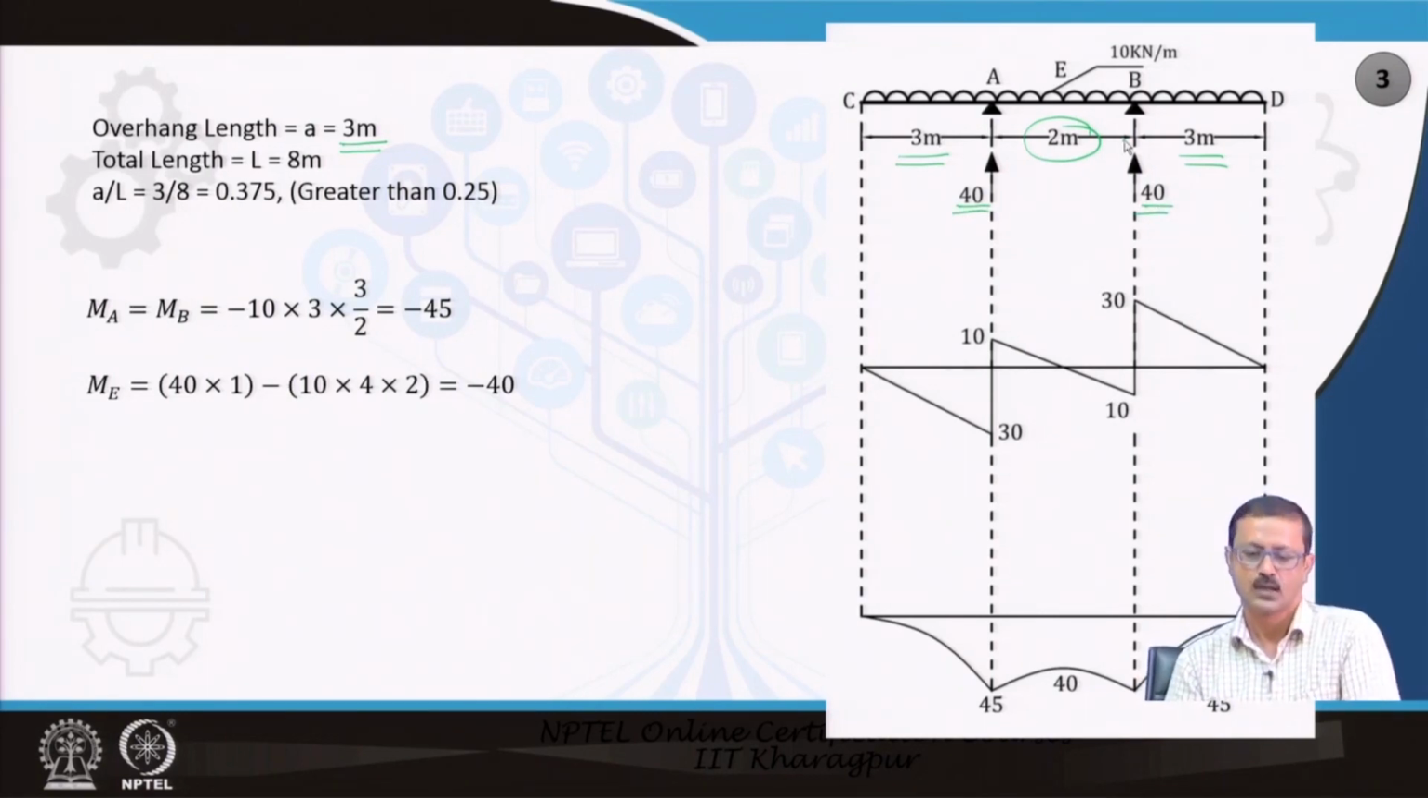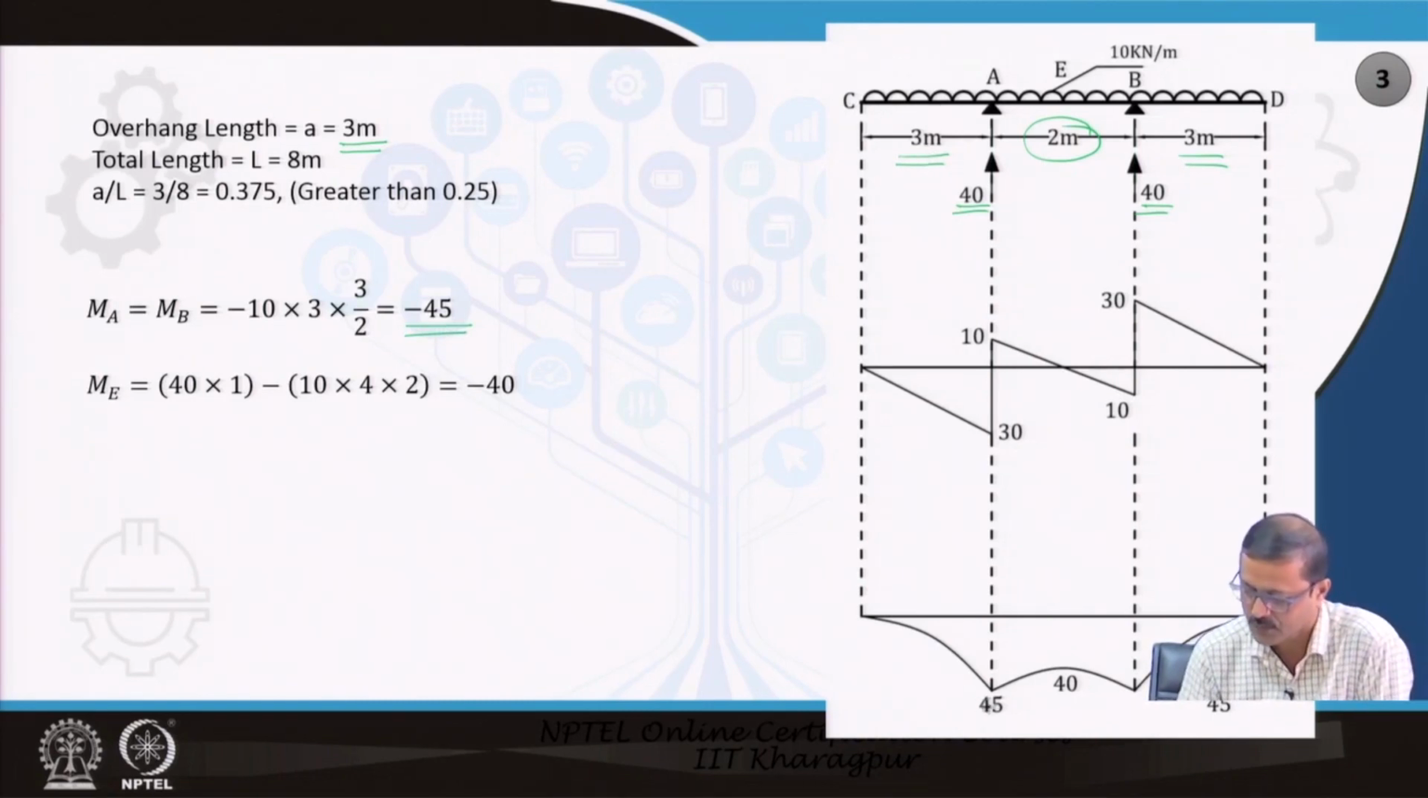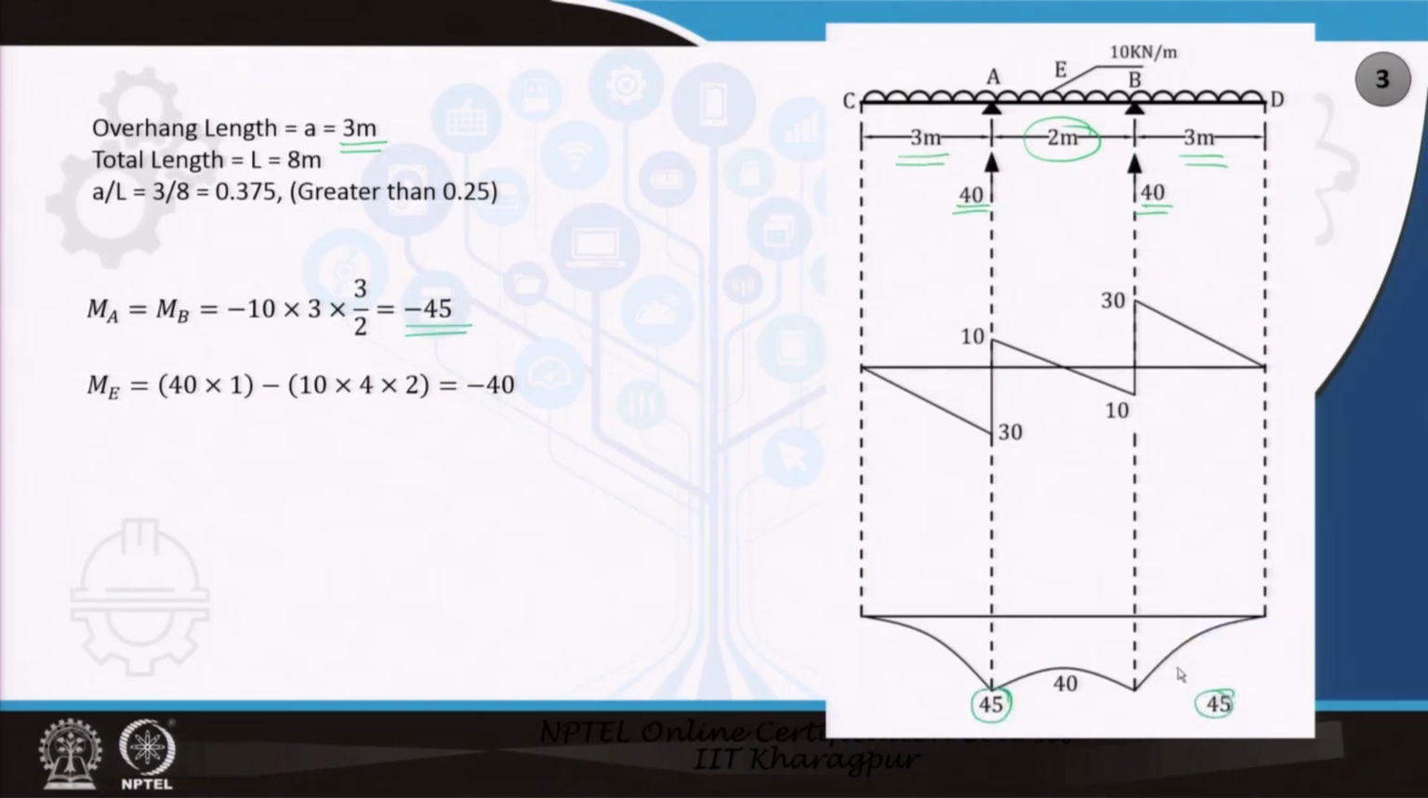in the loading. And if it is so, I can find out again the MA and MB, which is 45, because it is 10 into 3 into 3 and a half. So, 45, and at this particular center it is 40 into 1 minus 10 into 4 into 2, which is minus 40. So, it is also minus. So, the entire portion is hogging, and this is a tremendous kind of hogging.